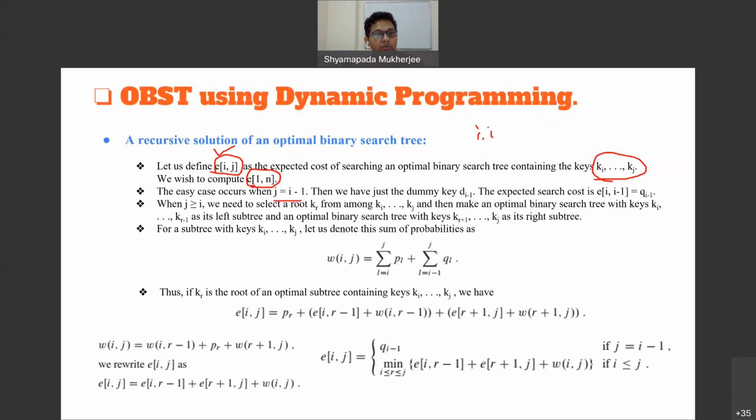So the tree we are talking about contains a single node, the dummy key, and the expected cost of this is the probability of that dummy key. So we set the value of e[i, i minus 1] equal to q i minus 1. Now, the root of the subtree Ki to Kj is Kr. We want to find the optimal cost for Ki to Kr minus 1 as the left subtree, and the optimal search cost for Kr plus 1 to Kj as the right subtree, where Kr is the root.